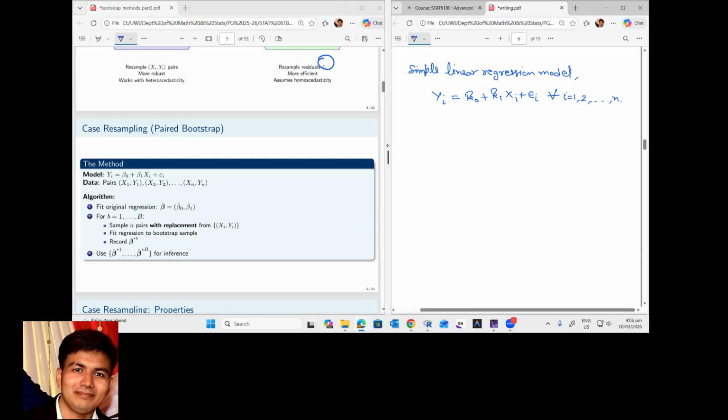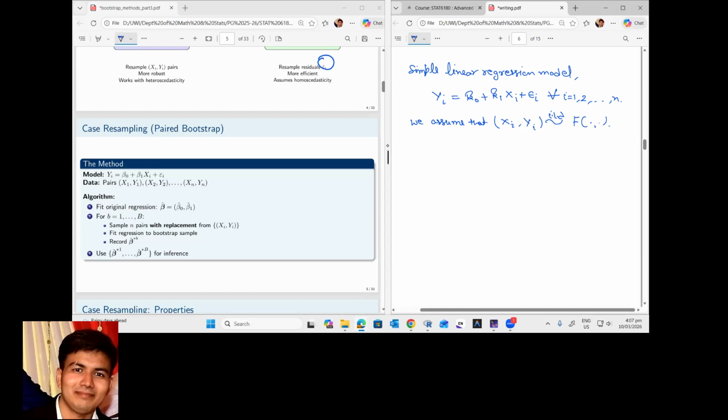Here we assume that xi and yi are IID, independently and identically distributed with some joint distribution F. And no further assumption is made about the error distribution or the form of the conditional mean that is required for the paired bootstrap. It is completely non-parametric after that.